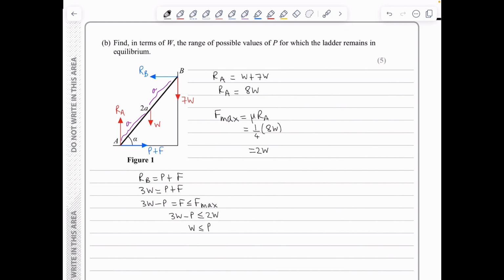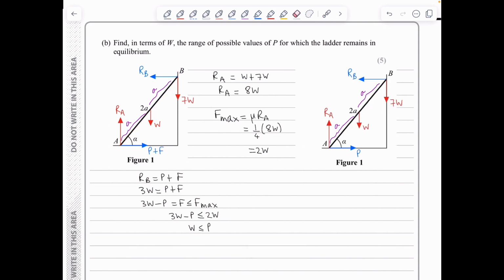So we have found the minimum value for P, and we will repeat this, modeling this as P being so large that the ladder is about to start moving up the wall, and therefore the friction will be pointing to the left. So this is what the diagram would look like in this case. We have no friction pointing to the right, it's just the force P, and we've got friction pointing to the left, because we are modeling this as the extreme case where P is such a big force that the ladder is about to start sliding up the wall, and therefore friction opposes and points to the left.